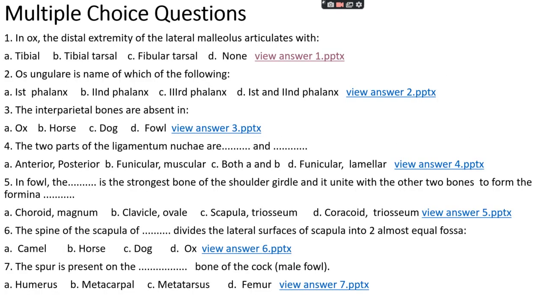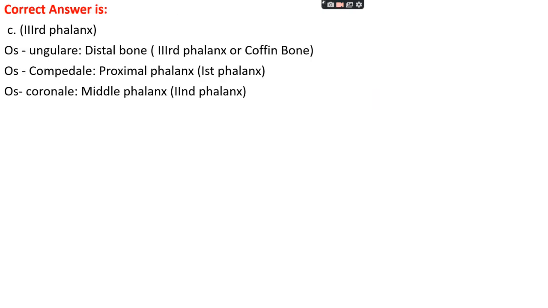Okay. Question number two: Os angulare is a name of which of the following? Option A, first phalanx. Option B, second phalanx. Option C, third phalanx. Option D, first and second phalanx. The right answer is option C, that is the third phalanx. Os angulare is a name of the third phalanx, which is the distal bone, also known as the coffin bone, while os suffraginis is the name of the proximal phalanx or first phalanx. Os coronale is the name of the middle phalanx or second phalanx.